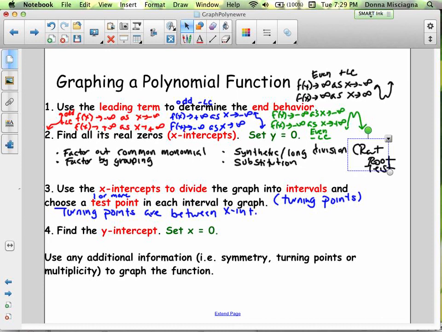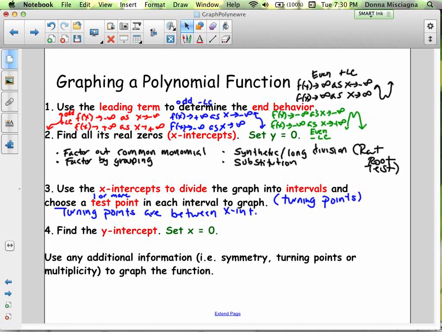We use the x-intercepts to divide the graph into intervals and choose a test point in each interval to graph. And those are our turning points. Turning points are always in between x-intercepts. When we were graphing quadratics, we knew where our turning point was. We found the vertex. There's not a vertex for these. We don't have a way to find the turning points by hand, and we want to be able to find those. Now, when we're finding the turning points, we are not necessarily finding the exact turning point, but we are finding the approximate turning point based on the information. And that actually will be more meaningful for understanding why there's a turning point, where it is, right?